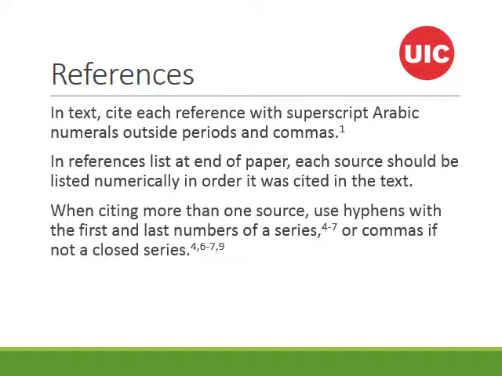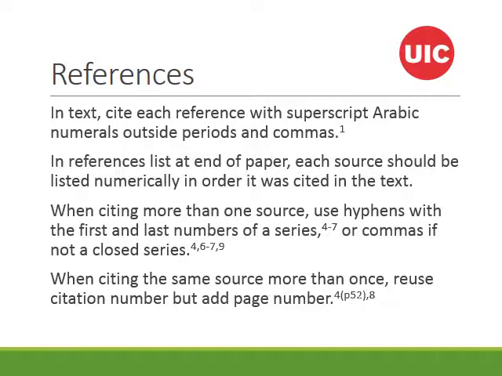Next, if you have more than one source supporting the same citation, you're going to separate them with commas within the superscript number, or if they're part of a series, for example 4, 5, 6, and 7, rather than writing out all those 4 numbers, you're going to write 4-7.